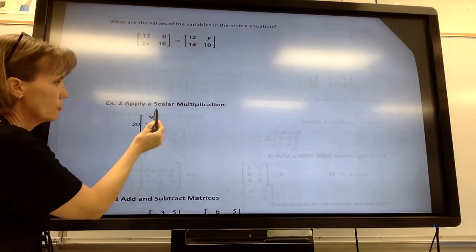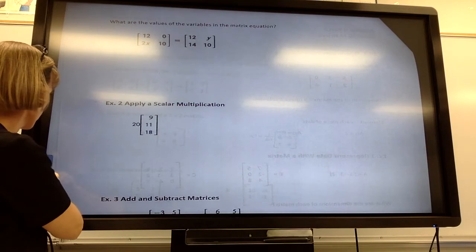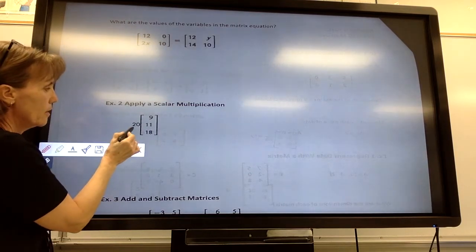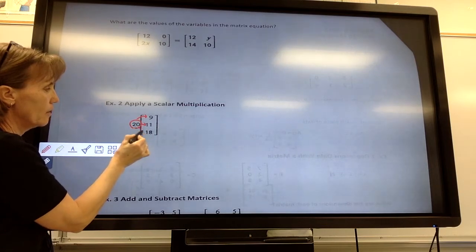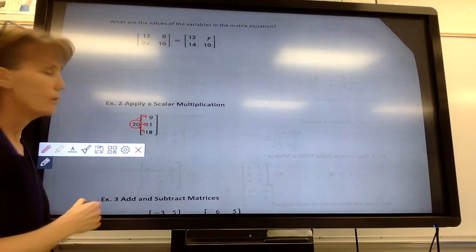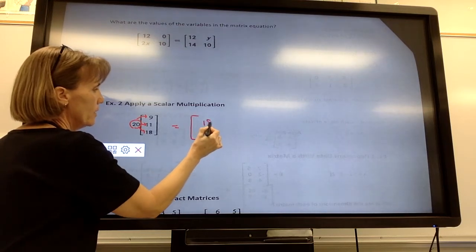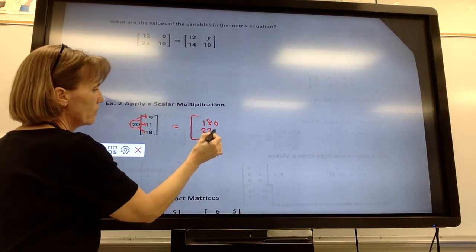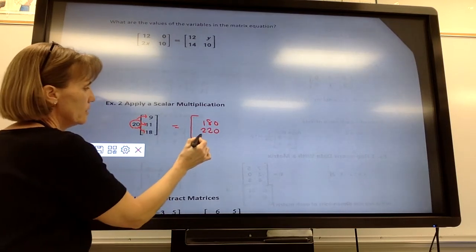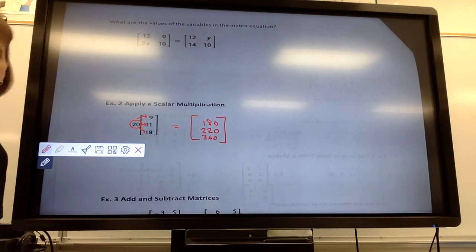Another thing you'll be asked to do is called scalar multiplication. This value out here out front is called a scalar, and to multiply, we're just going to take that times each element inside the matrix. So in this case, 20 times 9 would be 180. 20 times 11 would be 220, and 20 times 18 would be 360. So we put those values in a matrix.